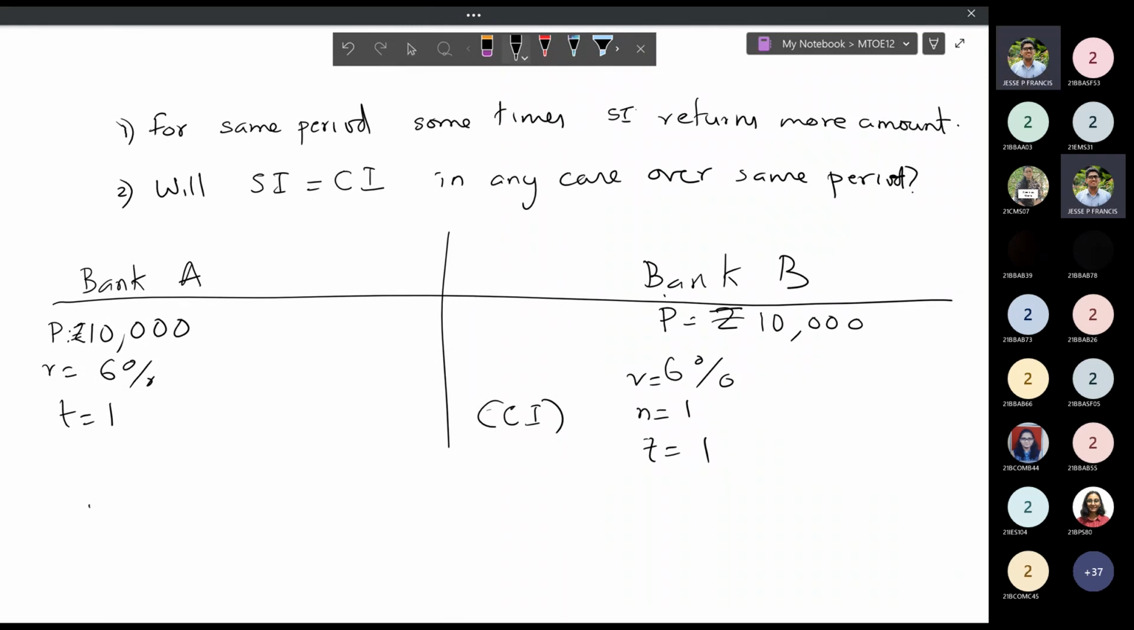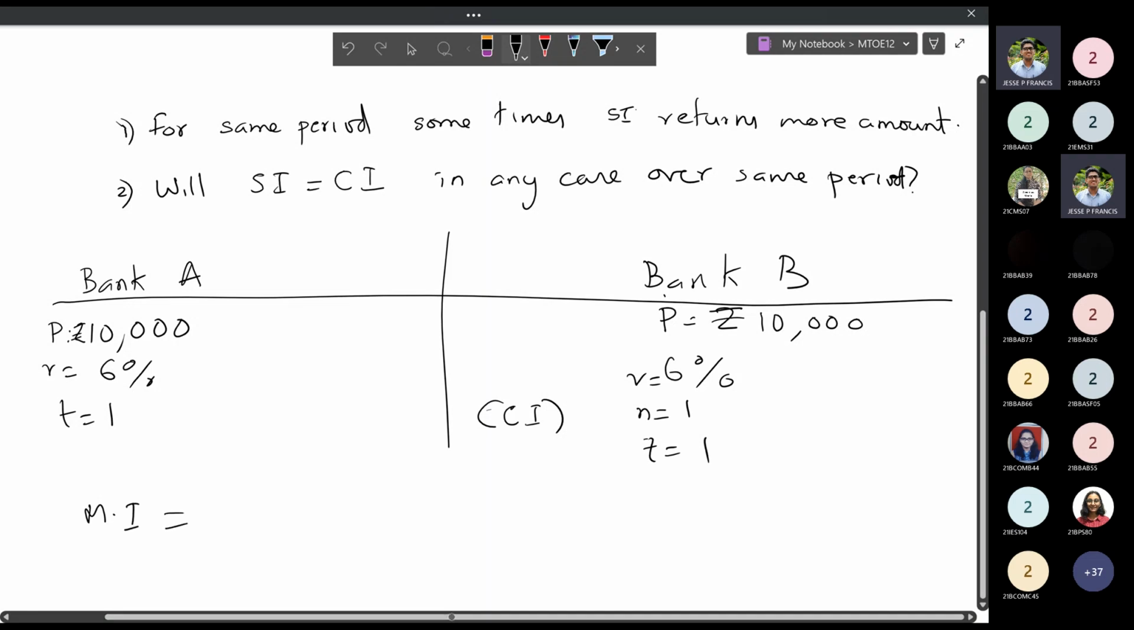Can you calculate what the maturity amount will be in Bank A and what the maturity amount will be in Bank B? Use the formula, find it, and post the answer in the chat box. Waiting for your response to the calculation.